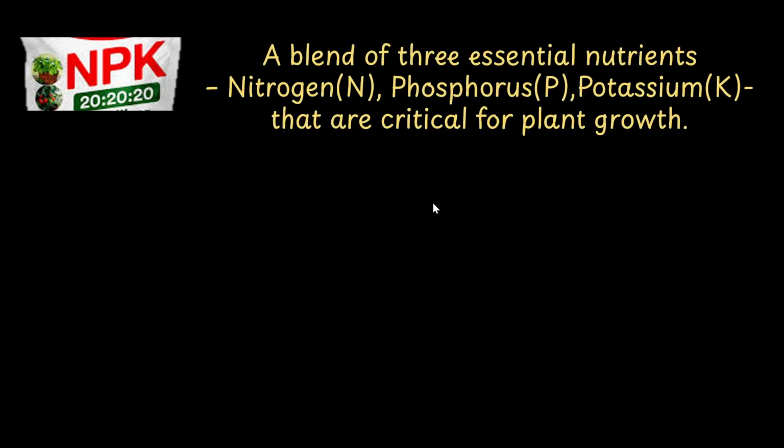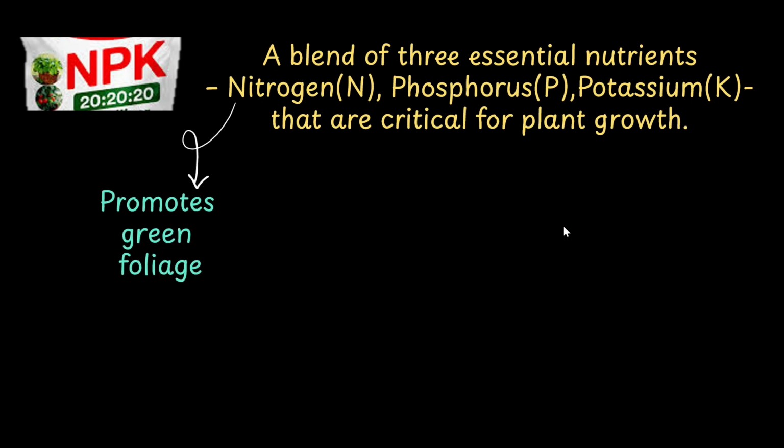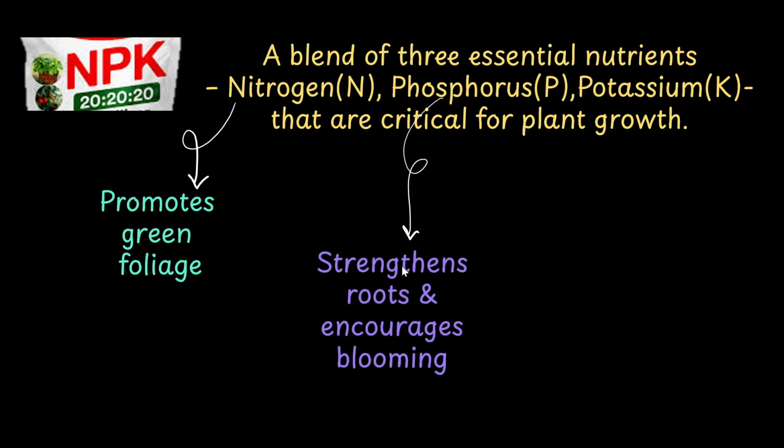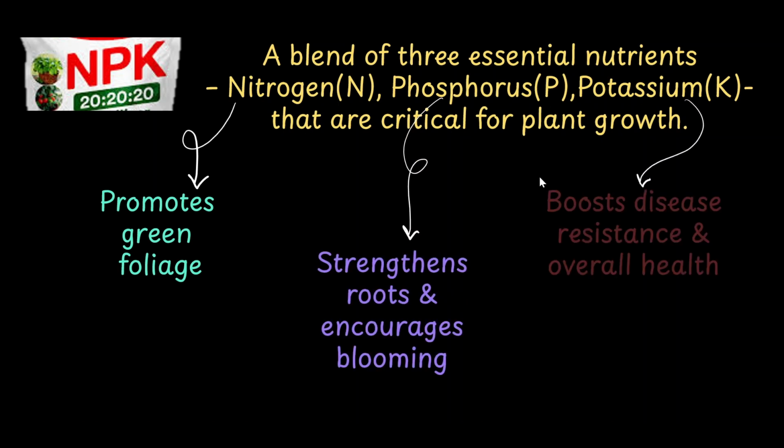It's a blend of three essential nutrients, nitrogen, phosphorus, and potassium, that are critical for plant growth. Nitrogen promotes the green color in the leaves. Phosphorus strengthens the root and it encourages blooming of the plant. Potassium boosts the disease resistance and the overall health in the plant.